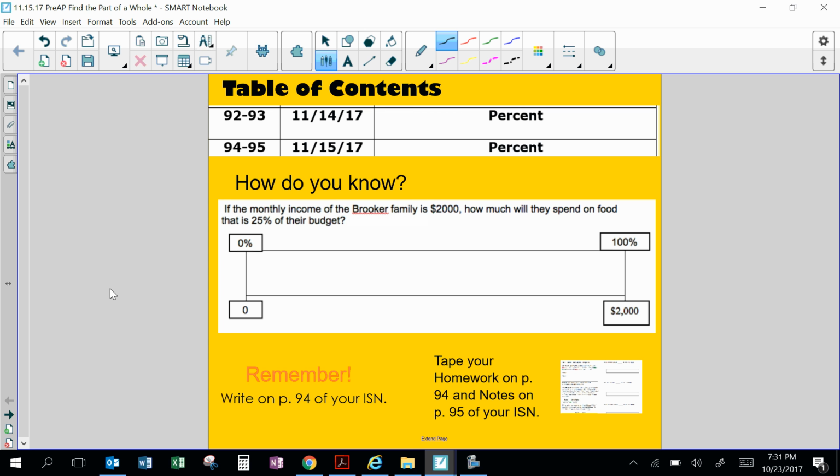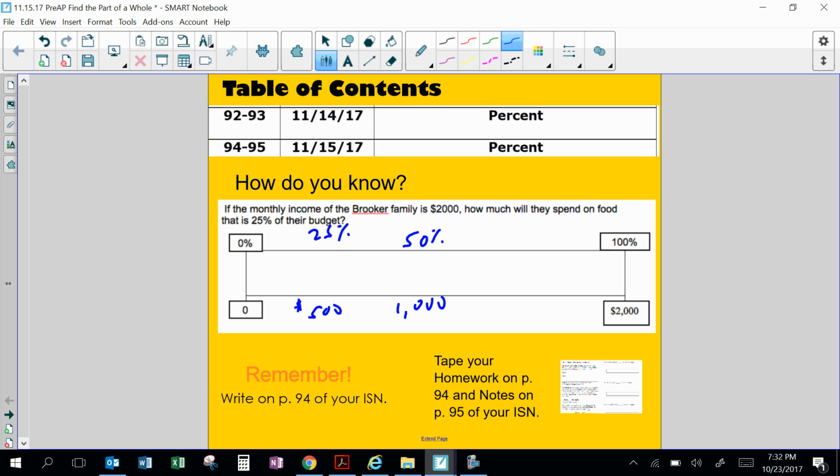How do you know? If the monthly income of the Brooker family is $2,000, how much will they spend on food that is 25% of their budget? So if this is 100% and it's $2,000, what would 50% be? $1,000. So 25% would be $500. That's how I did it.